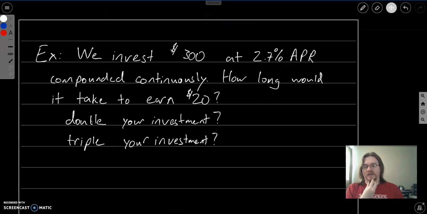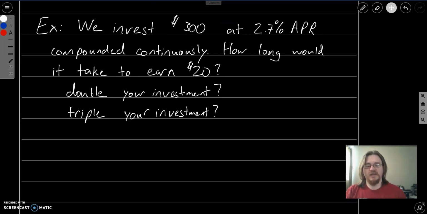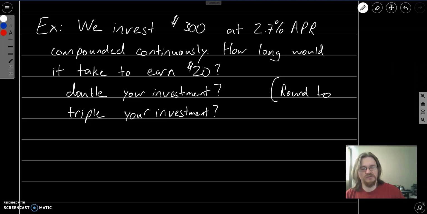So we invest $300 at 2.7% APR, compounded continuously. How long would it take to earn $20? How long would it take to double our investment? How long would it take to triple our investment? And I'll just say we'll round to the tenths place. There's one place past the decimal.